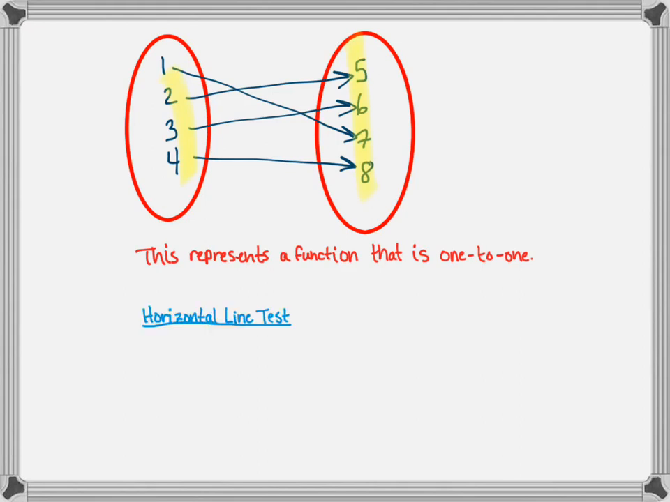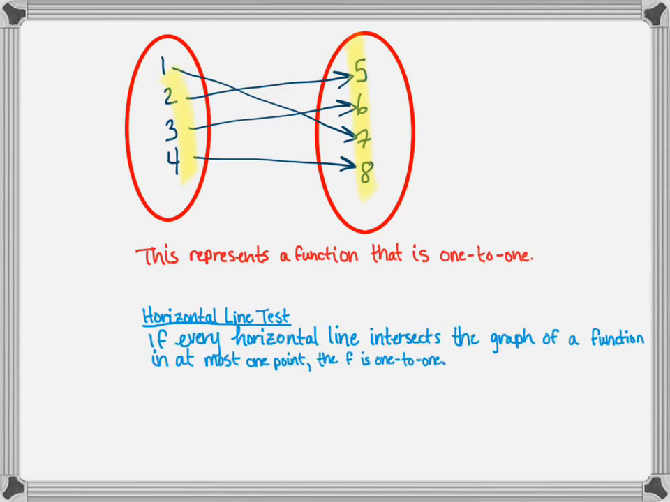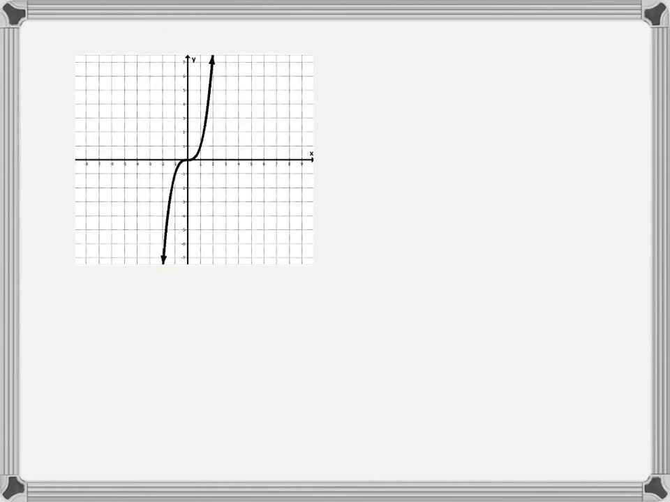We could also use the horizontal line test. If every horizontal line intersects the graph of a function in at most one point, then f is one-to-one. So let's look at this graph for example. If I draw a horizontal line here, we only hit one point. Anywhere I draw a horizontal line, I'm never going to go through more than one point. So this is a one-to-one function.